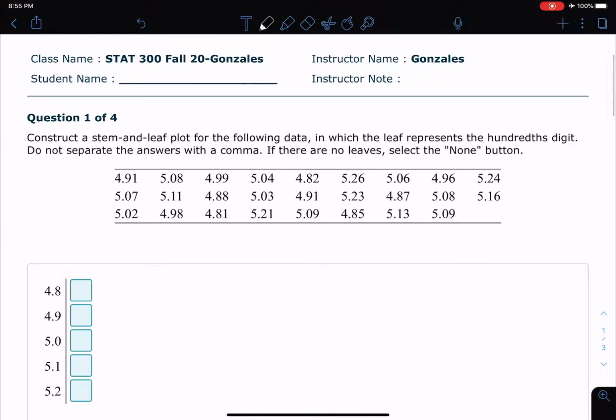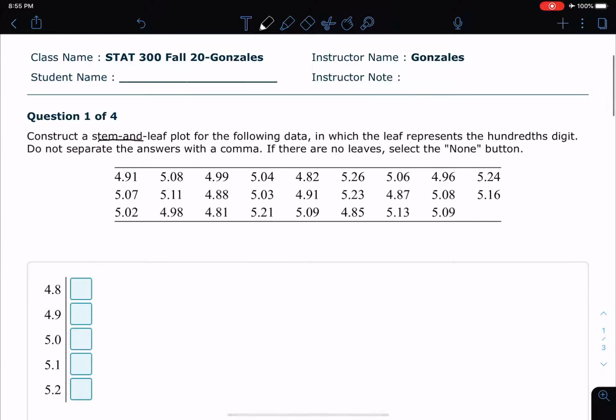It says construct a stem and leaf plot for the following data in which the leaf represents the hundredths digit, right? This is the tenths, the hundredths is that second one right there. So the hundredths digit is going to be the leaf, which this is the leaf right here.